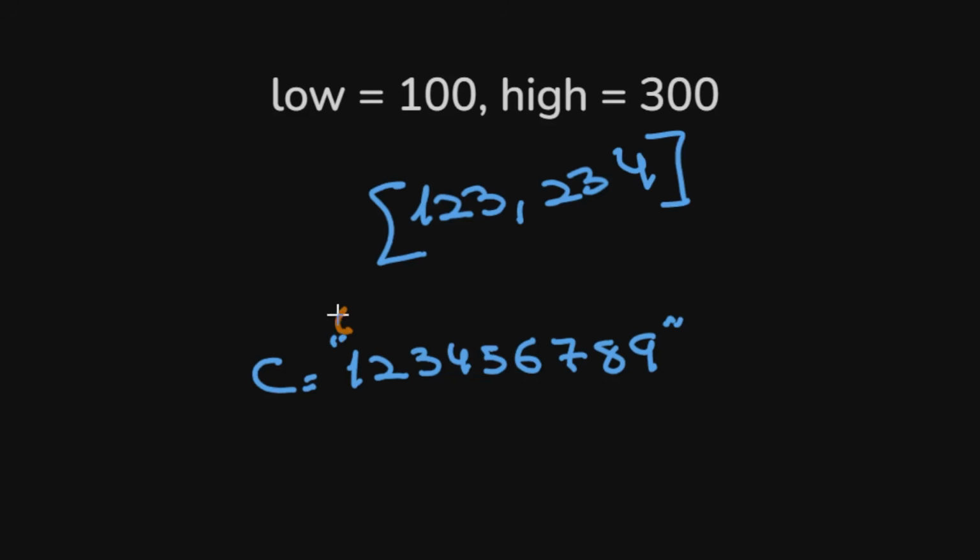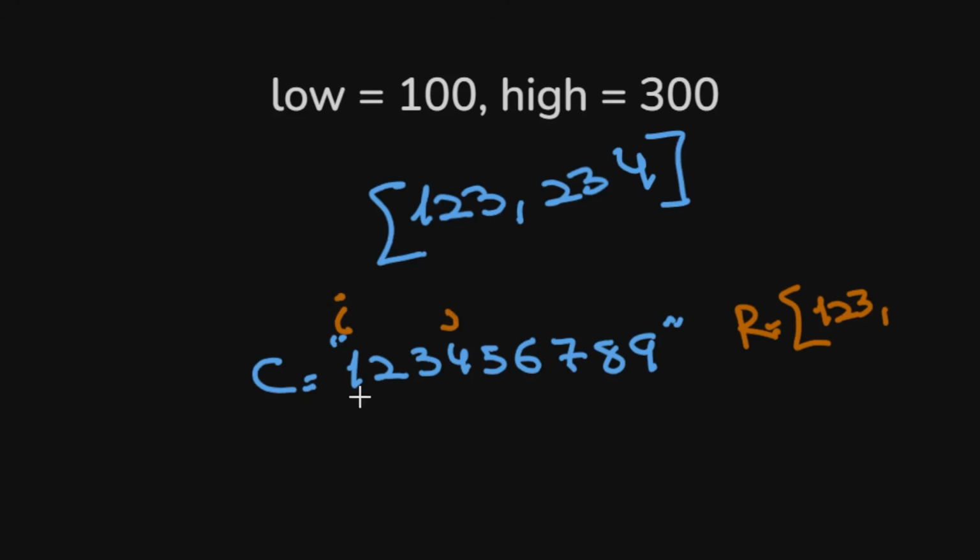We can say that the i pointer is at index 0 and the j pointer is at index 0 also, which means that we are looking at this substring. We transform this into an integer, and now we check if this number is between low and high. Given that 1 is less than 100, we continue, which means that we move the j pointer. Now j is here. We are looking at this substring. 12 is still smaller than 100, so we continue. 123 is between 100 and 300, so at this point we can add to the result 123.